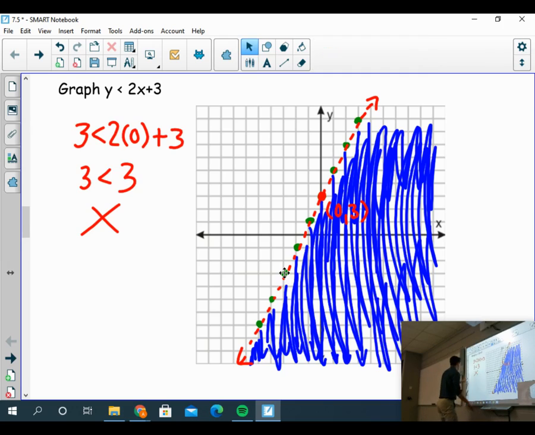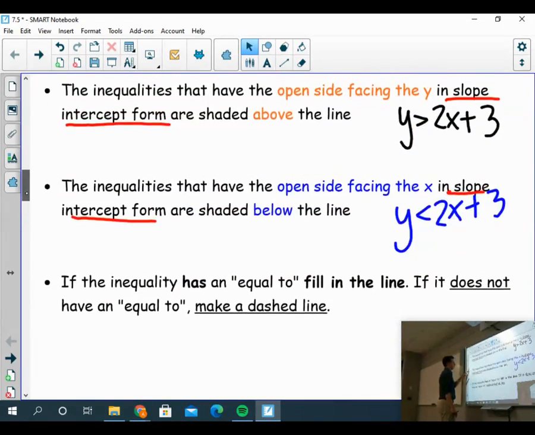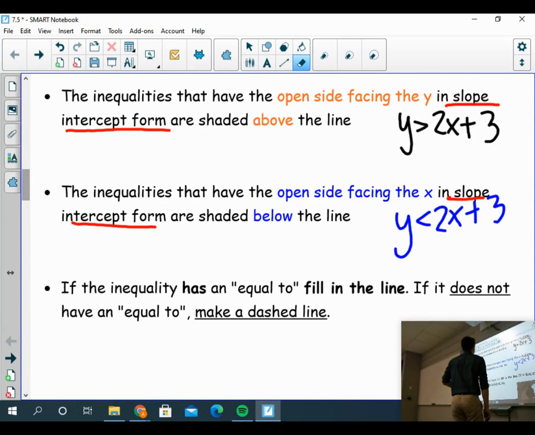And really, this all can be summarized into 3 statements. You've seen the logic, you've followed the logic behind how we graph inequalities, some of the theory between this and the Khan Academy video. Here's what it all boils down to. The inequalities that have the open side facing the y in slope-intercept form are shaded above the line.